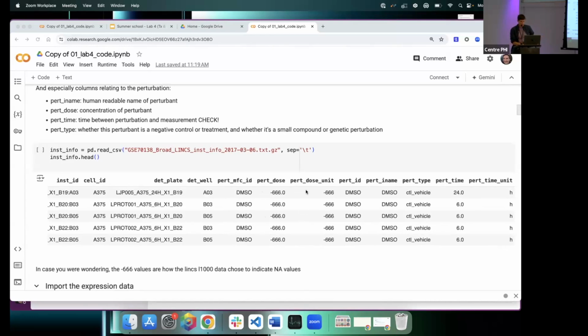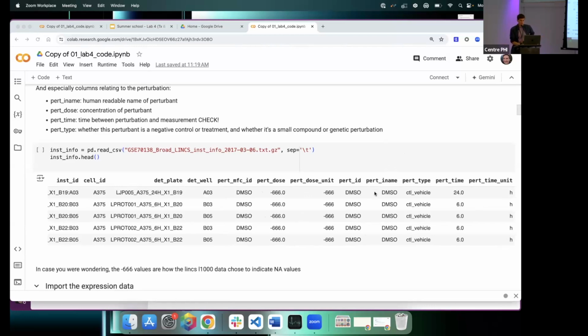Next, I want to focus on the PERT INAME. This is a descriptive name of what our perturbant is. It's either the gene name or the compound name. There's also an ID associated with this, but at least for the purpose of this lab, a little human legibility is convenient.